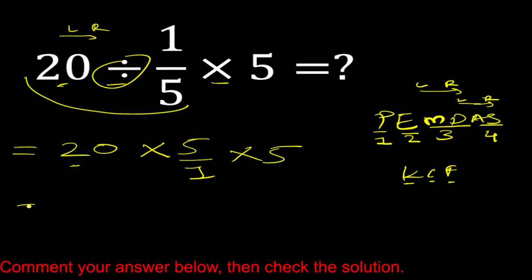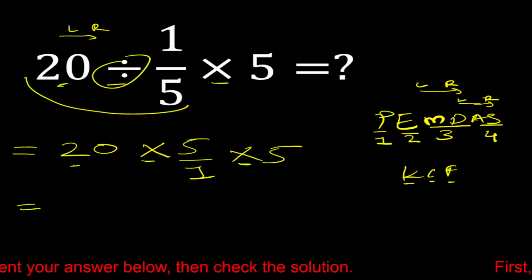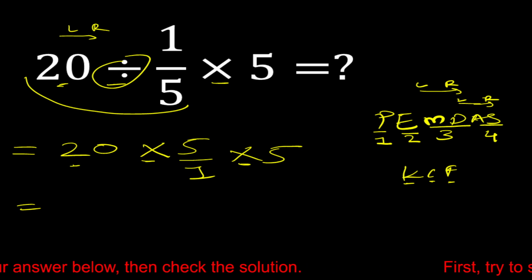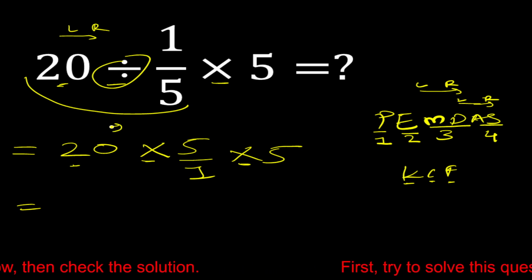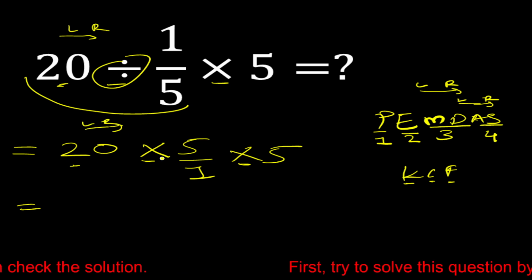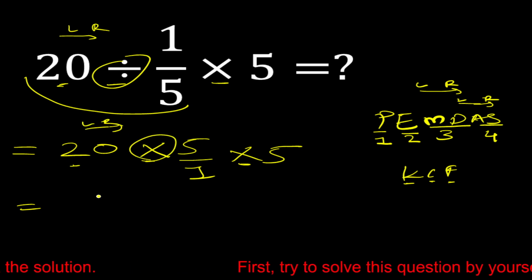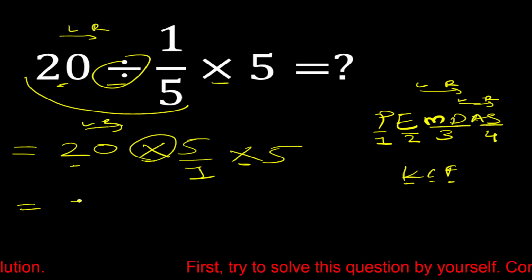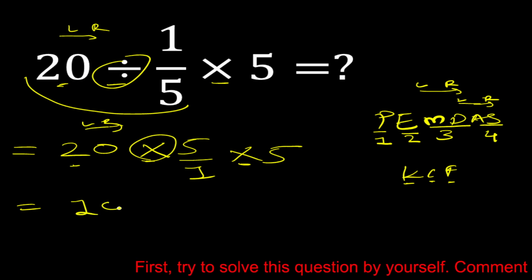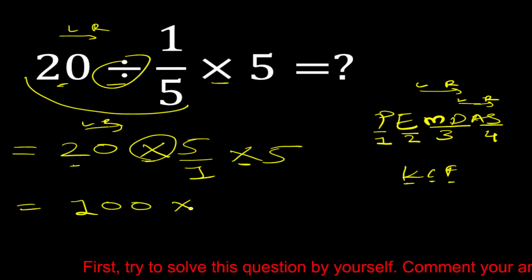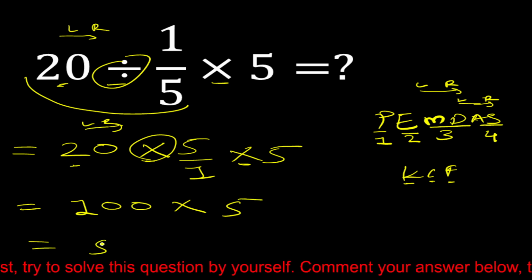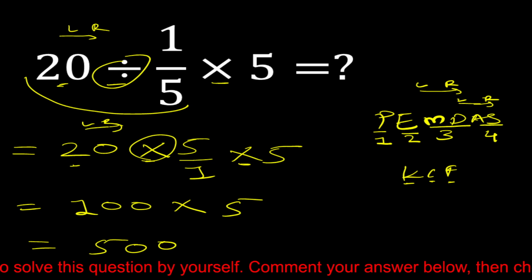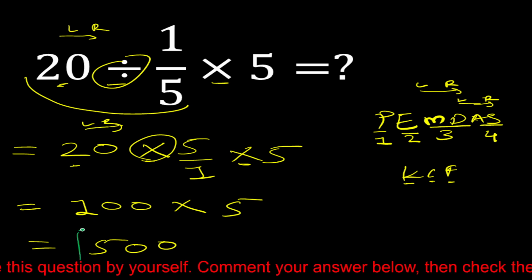Now here is multiplication and here is multiplication, so both have equal priority, so we have to solve from left to right. So first we have to solve this multiplication. 20 multiply 5 is equal to 100. Multiply 5. Now 100 multiply 5 is equal to 500. So the correct answer is 500.